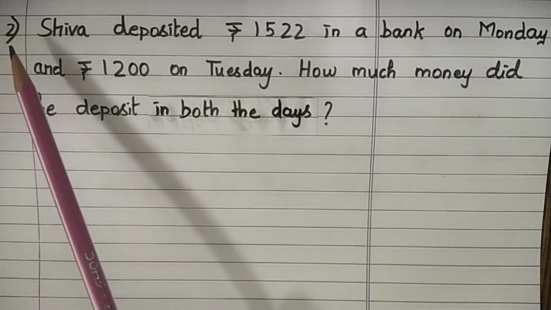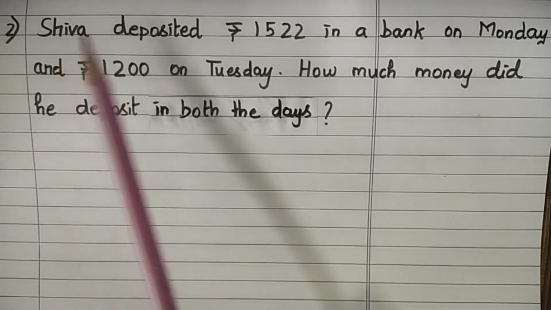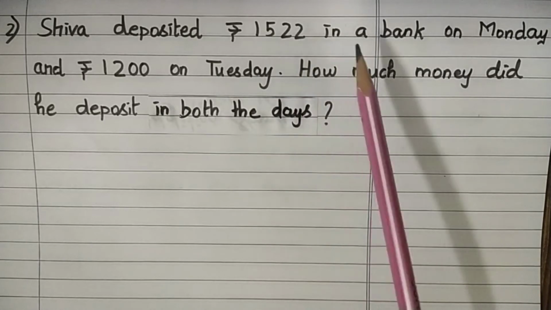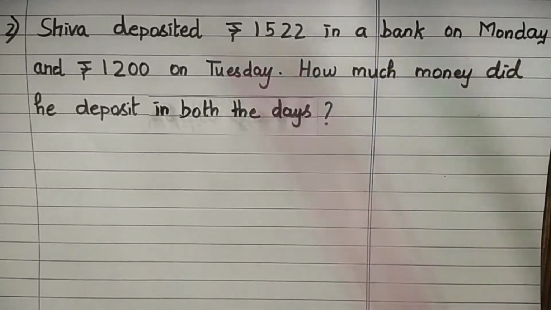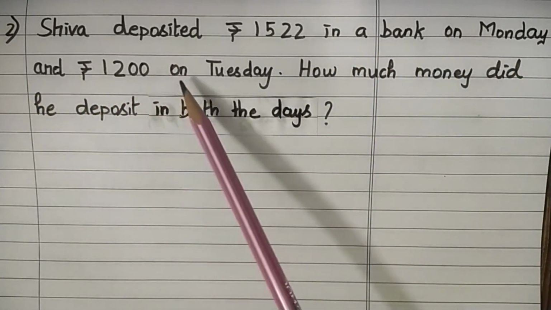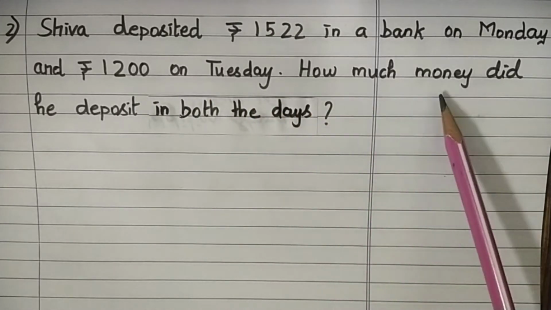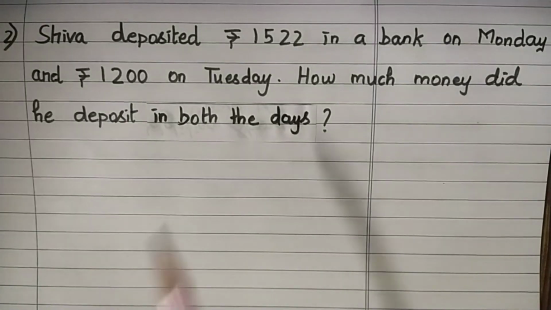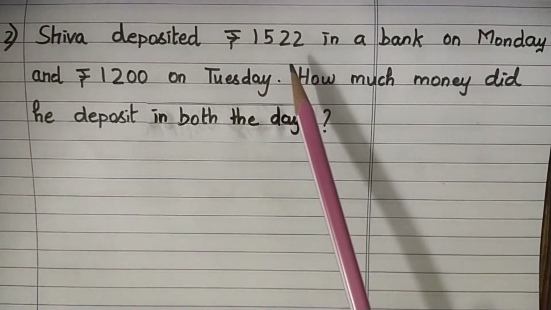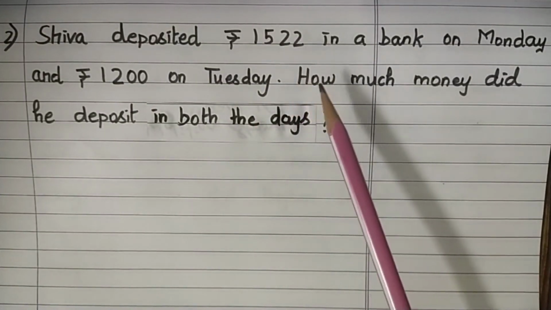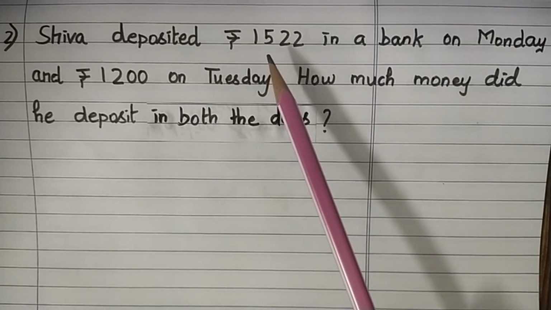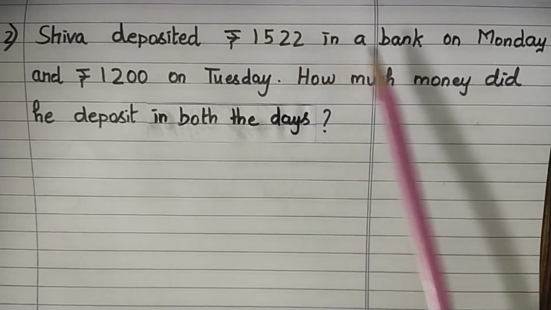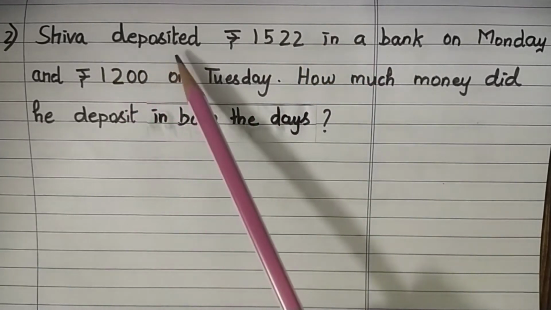Let us see another story, children. Shiva deposited rupees 1522 in a bank on Monday and rupees 1200 on Tuesday. How much money did she deposit in both the days? Children, after reading the story sum, what is the information we got from the story sum? Yes, you all are correct, children. Rupees 1522 in a bank. Shiva deposited on Monday.